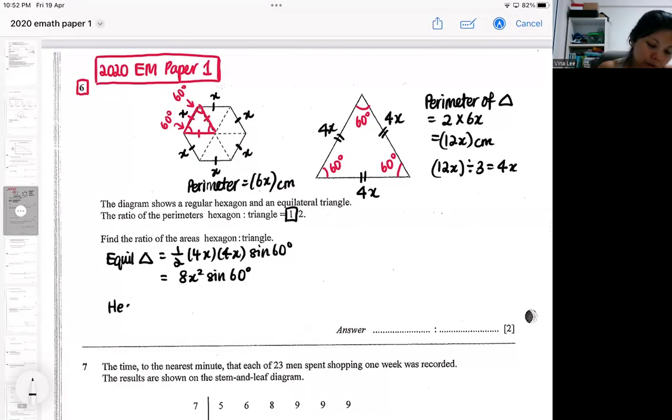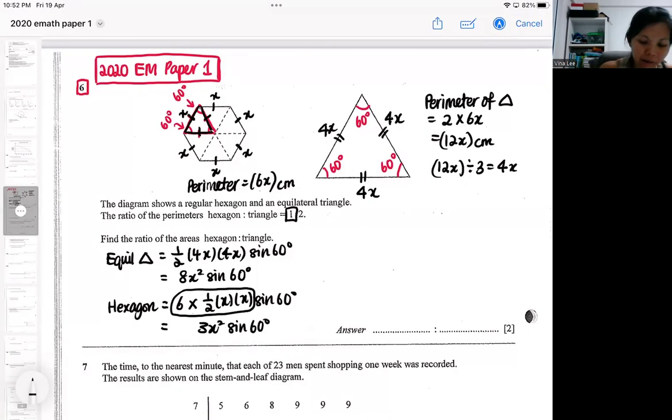For the hexagon, it is 6 equilateral triangles, but each equilateral triangle has sides x. So it will be 6 times half x times x times sine 60. I'm going to ignore the sine 60, because later on it will be cancelled out. I'm just going to work out the algebra here. If you want to press out the sine 60, it will be okay as well. It's just that you will get decimals.